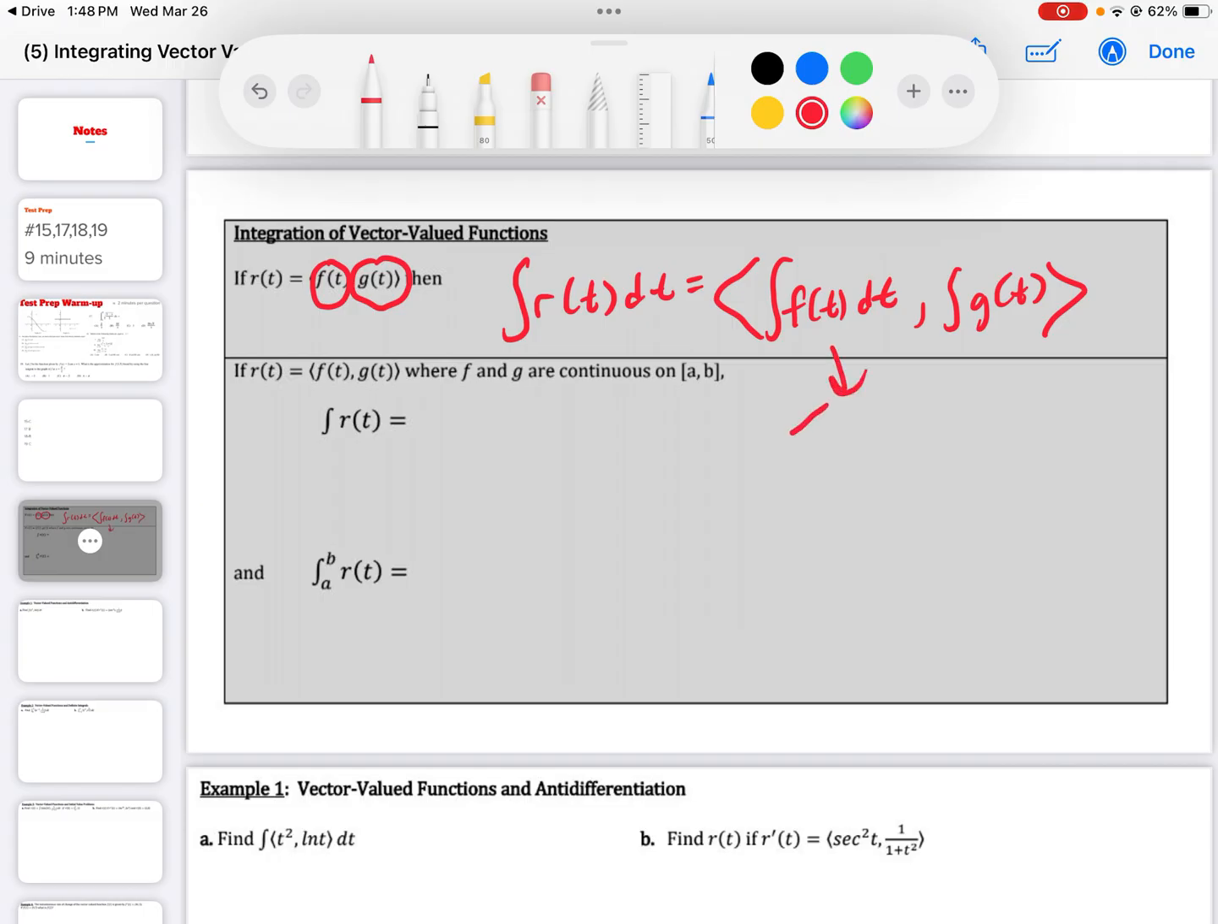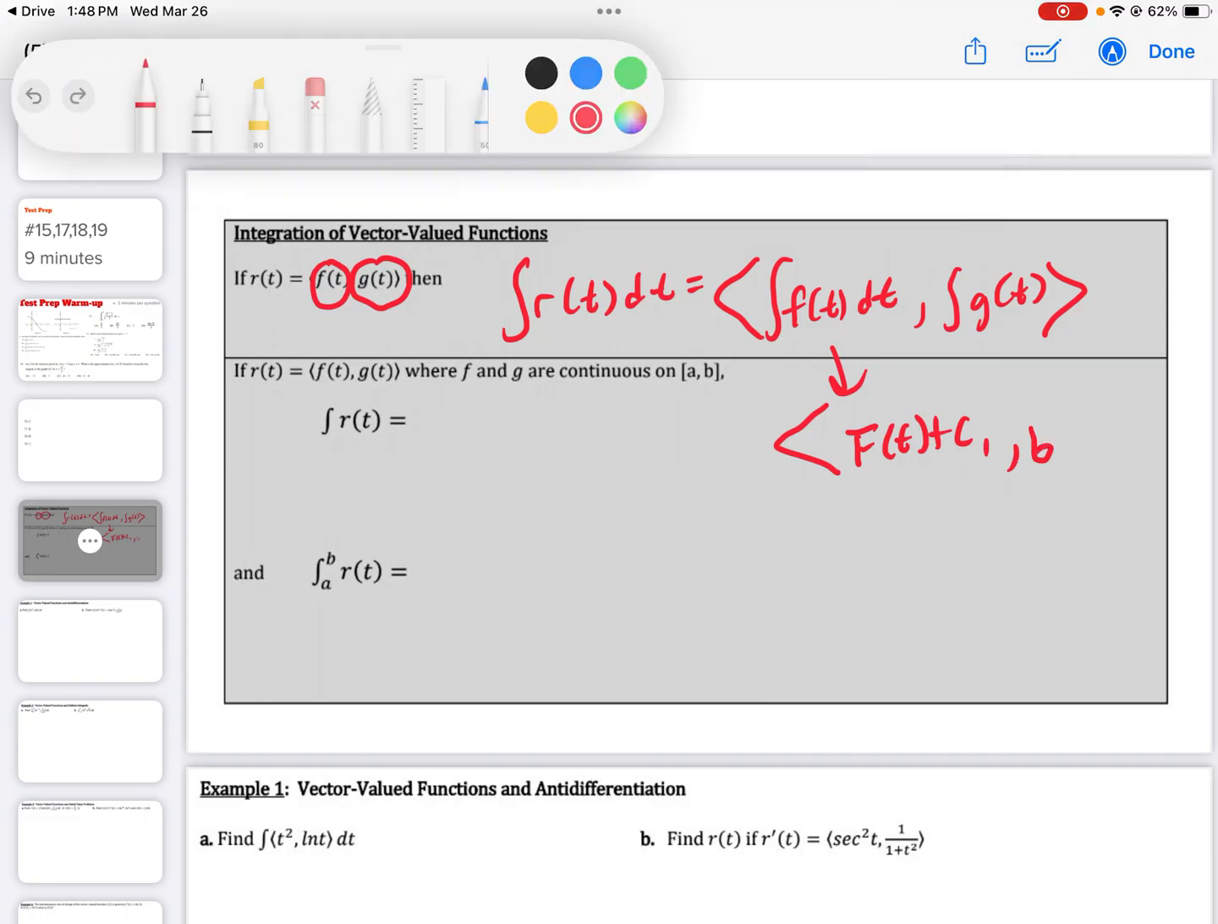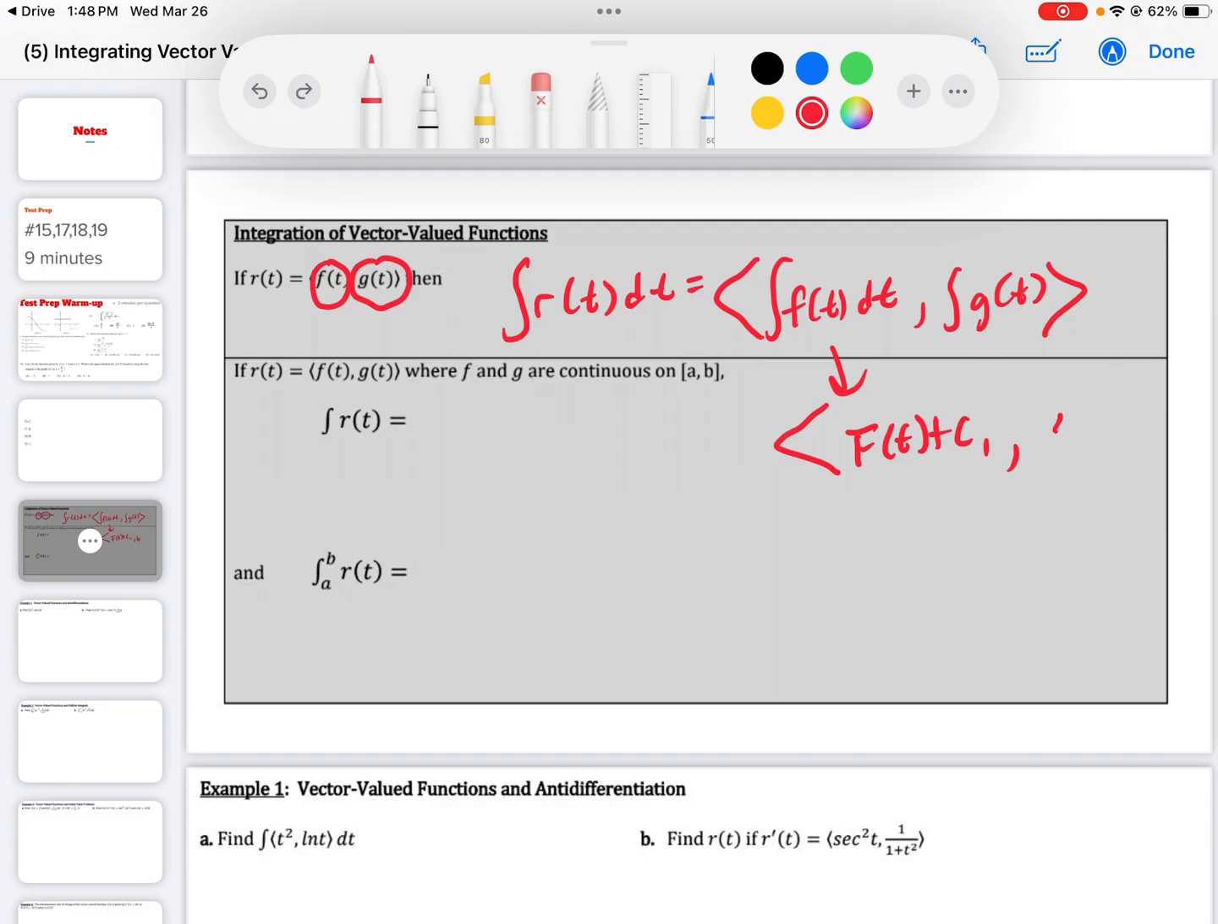Another way to write this would be capital F of t plus c1, so that's the constant of integration, and then capital G of t plus c2. So those constants of integration are going to be different. So this is the same thing: F of t plus c1, G of t plus c2.